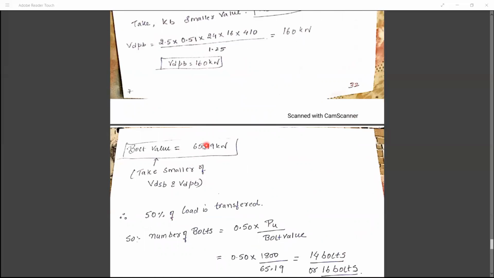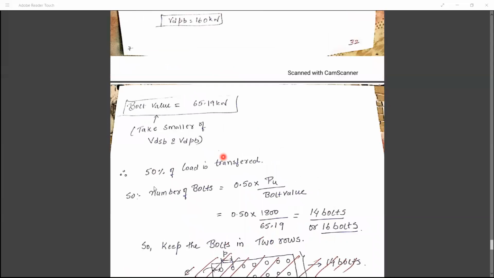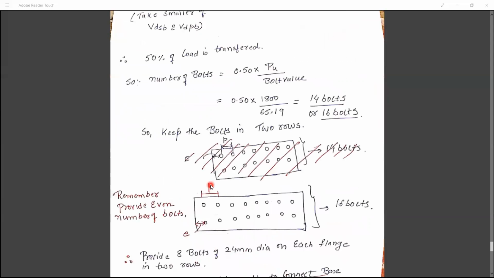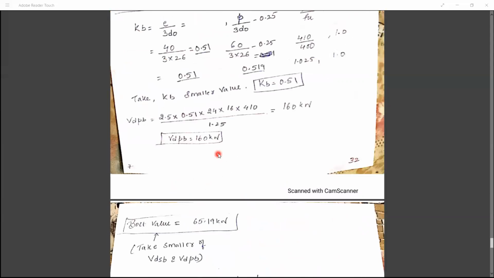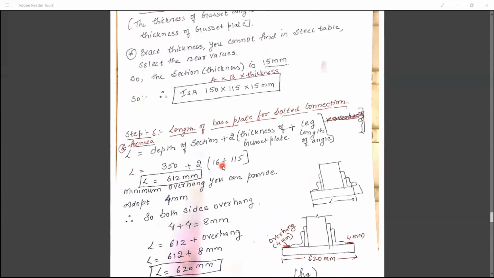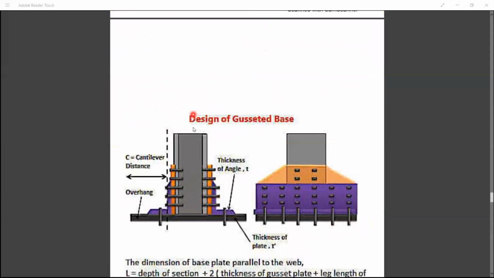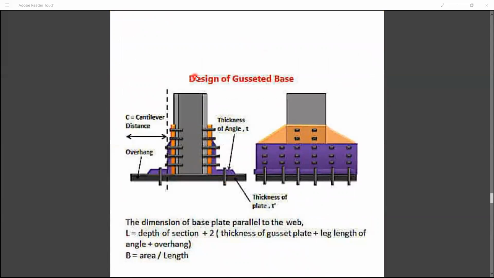VDSB and VDPB, this is all repeated. You can understand 65.19 kilonewton. See why we are taking 50% of load transfer. This is one of the biggest questions now. See, if you consider this figure, if you take the design of the gusset plate, whatever the load is acting, we are taking with respect to 50% of that section only, because the load is coming at a uniform rate.